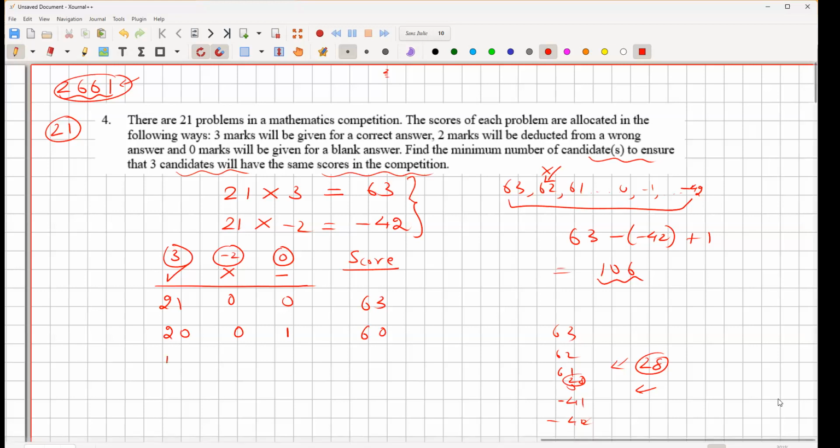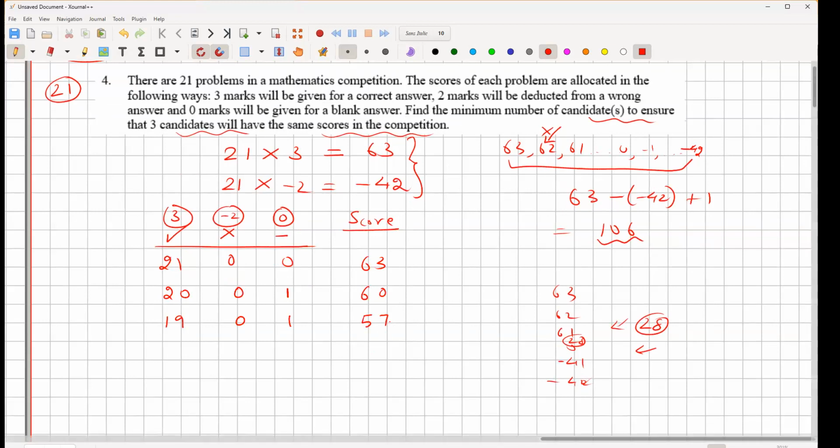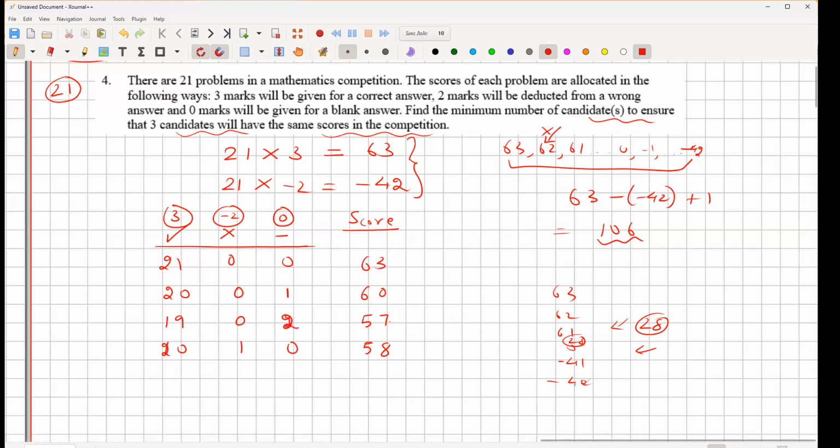Suppose you get 19 right. If I put 19, 0, 1, I get how much? 57. Correct? Now, it might not all be in decreasing order. Suppose I do 20 right and 1 wrong and 0 blank, then what do I get? I get 60 minus 2, which is 58. Right? Am I right? 20 right, 1 blank, I get 60. For the 19 one, there should be 2 that are not right, but it doesn't change the score.